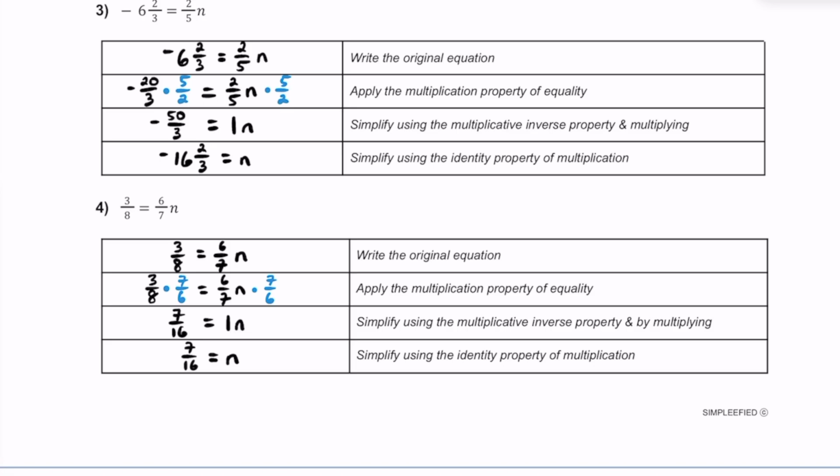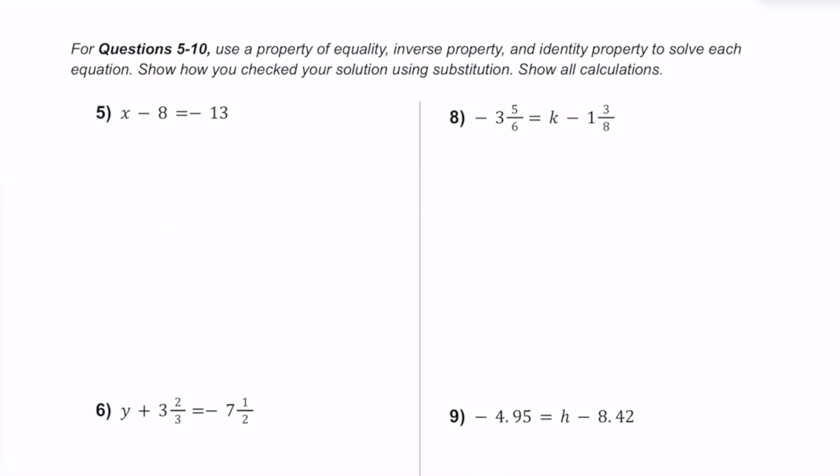All right, let's try some different set of problems here. So for questions 5 through 10, we're going to solve each of these equations, but we're going to make sure that we do use a property of equality, at least one inverse property, an identity property, and then we'll check to see if our solution makes sense by substituting. We're going to show all the calculations we did. So if we can do stuff in our head, great, but if we need to write something out, it needs to be written out.